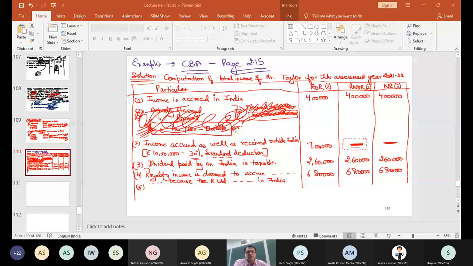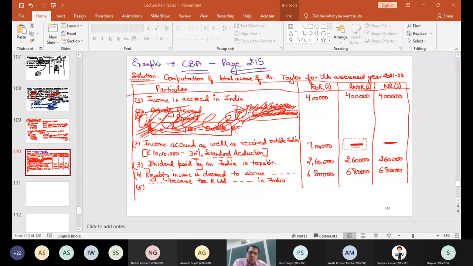Please raise your hand if this point is clear, that this income is neither actually received in India, nor actually accrued in India, or not, we cannot tell with this information. It is neither deemed to accrue or arise in India, nor is it income which is deemed to be received in India, because I have told you that for your level we will not discuss the case where income is deemed to be received in India. So we will assume that income is not deemed to be received in India.